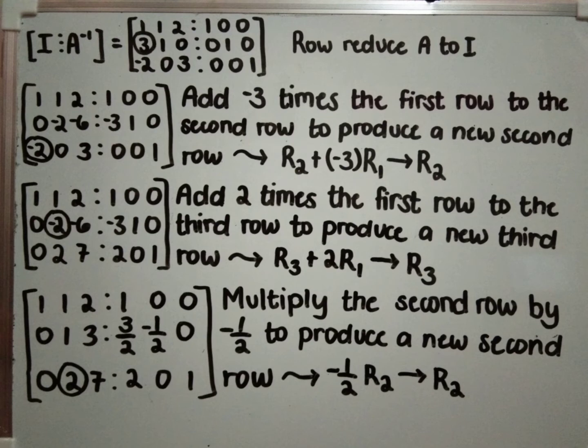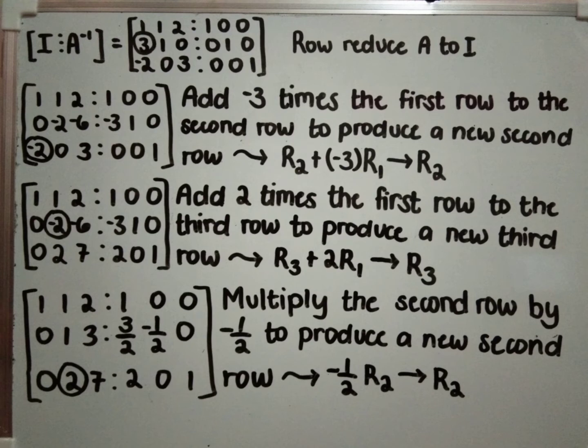Next is to make the first element of row 3 zero by following the notation row 3 plus 2 times row 1 equals the new row 3. And so, negative 2 plus 2 times 1 equals 0. 0 plus 2 times 1 equals 2. 3 plus 2 times 2 equals 7. 0 plus 2 times 1 equals 2. 0 plus 2 times 0 equals 0. And 1 plus 2 times 0 equals 1.